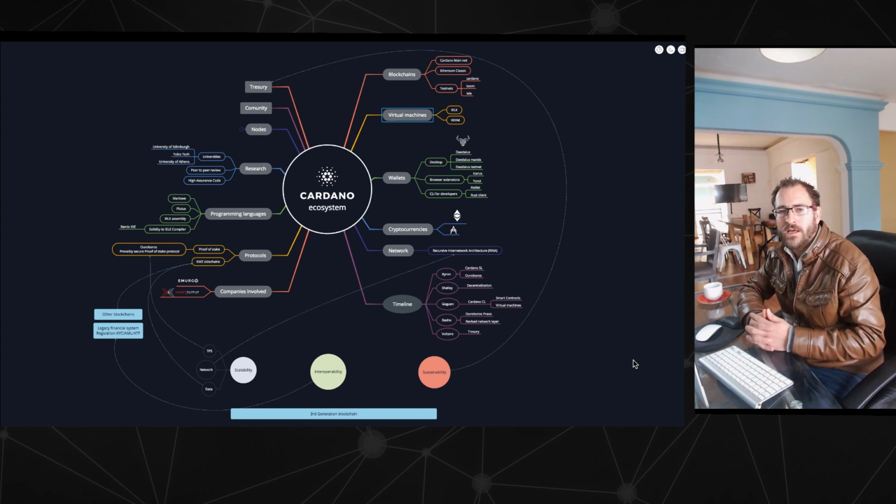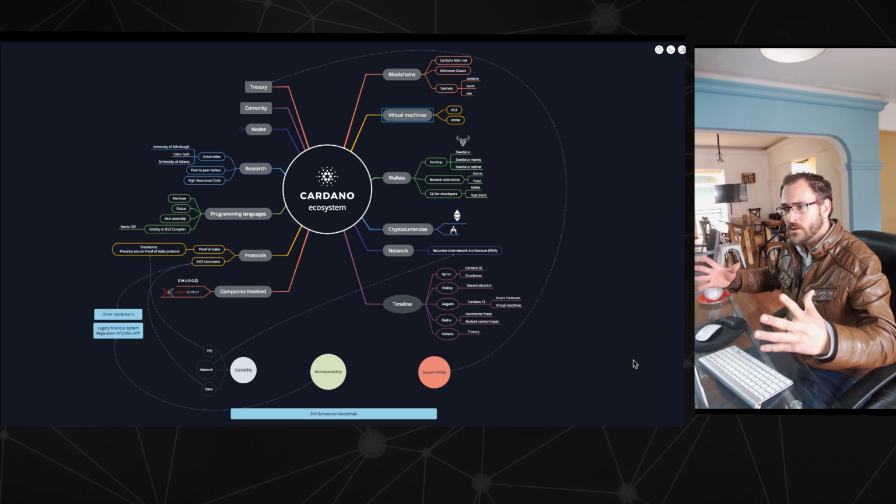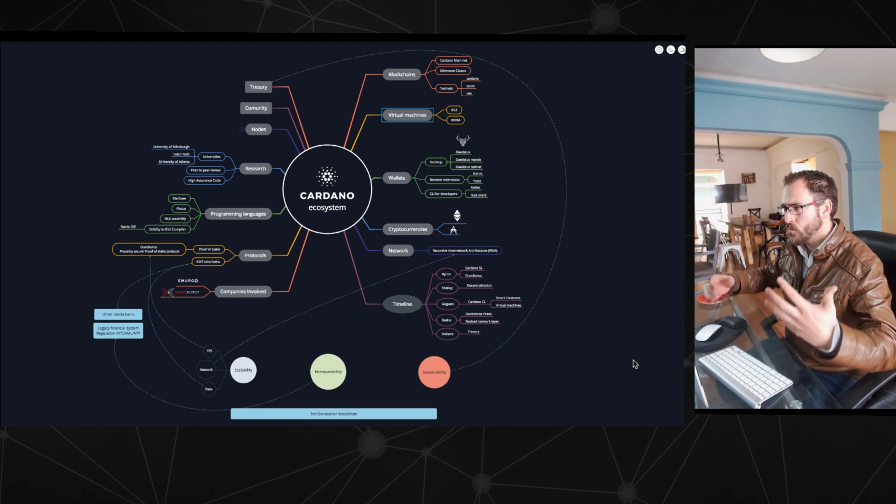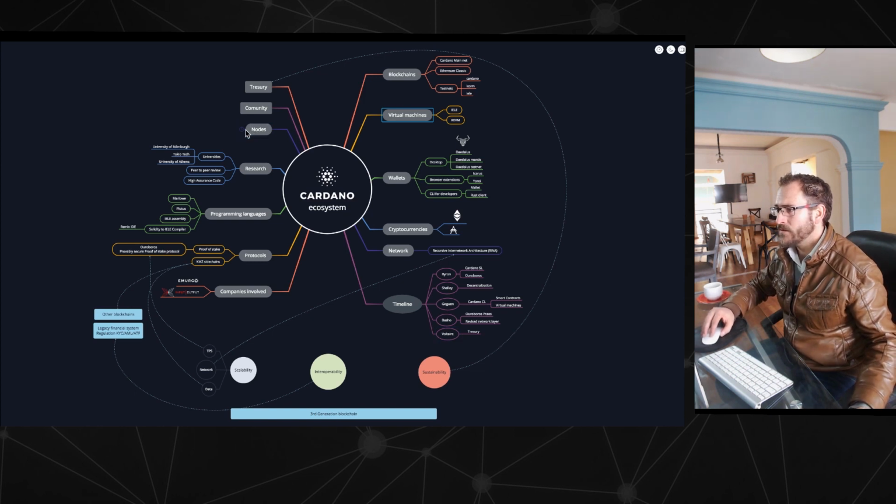And today we are going to be talking about the Cardano ecosystem as a whole. We're going to be trying to discover how the ecosystem is composed, how it works, what are the components of this ecosystem. So please stay with us.